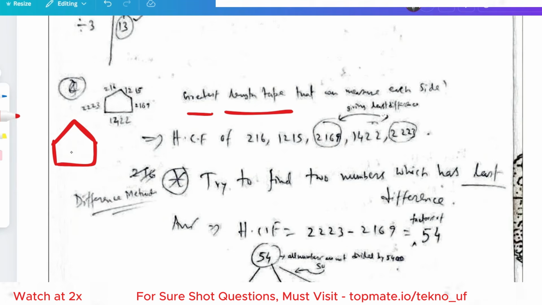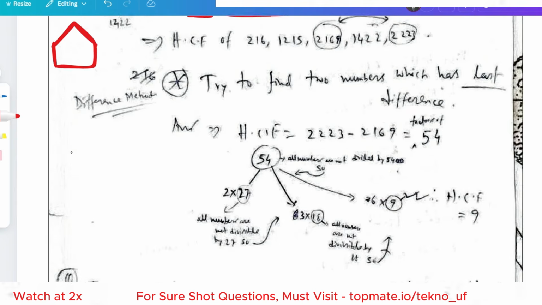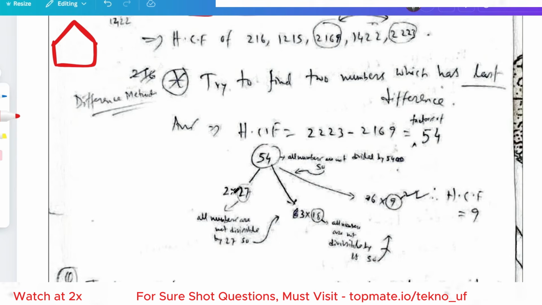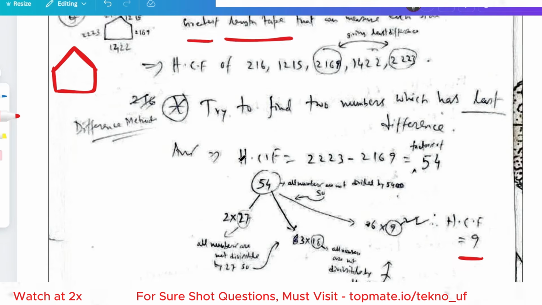So just find the least difference. After finding that, divide that number as 54, multiply this as this, then find out the HCF. The HCF will be the answer, 9. So this is as simple as that.